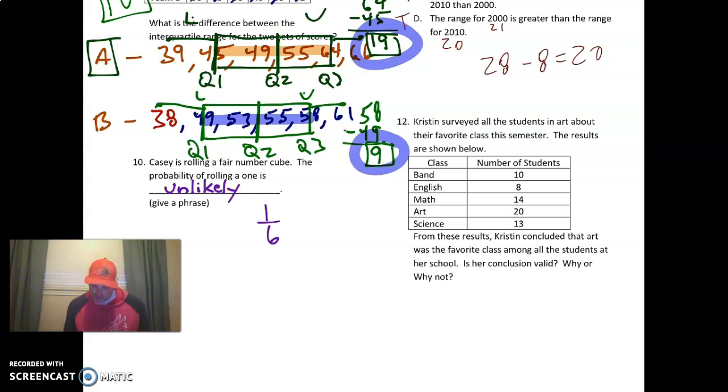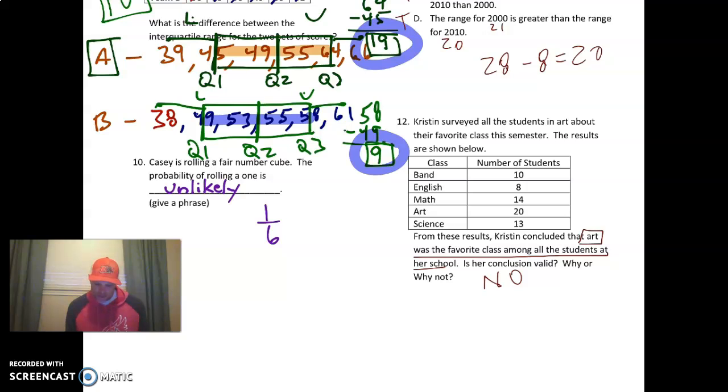So, Kristen surveyed all of the students in her art class about their favorite class for the semester. She concluded that art is the favorite class among all the students at her school. This may be a bit of a silly question. You probably already know the answer. Is her conclusion valid? No, it is not.